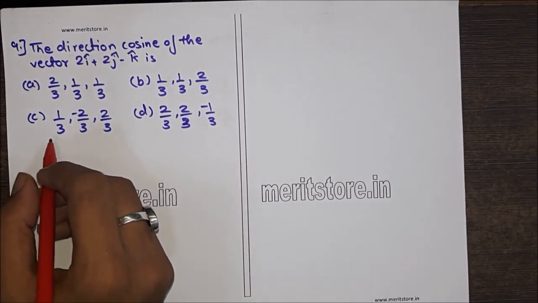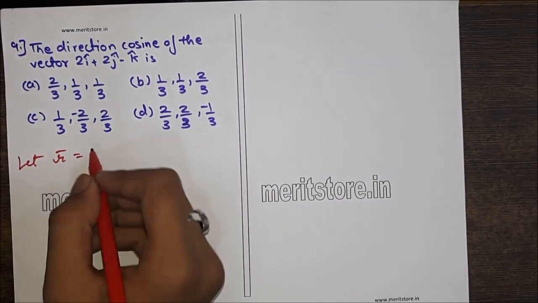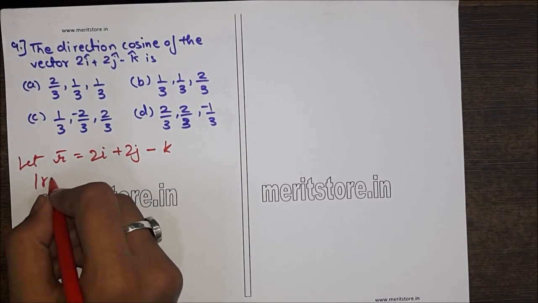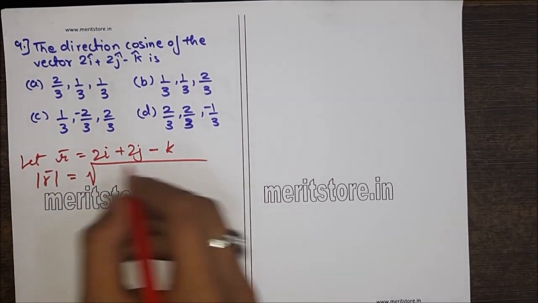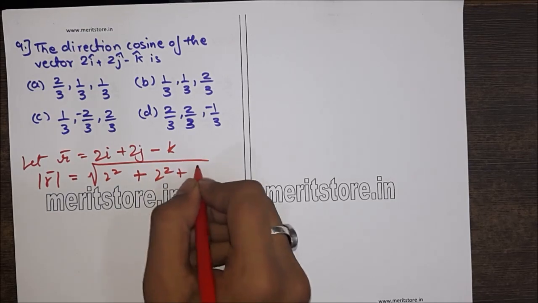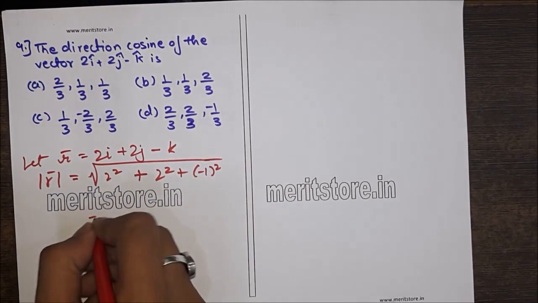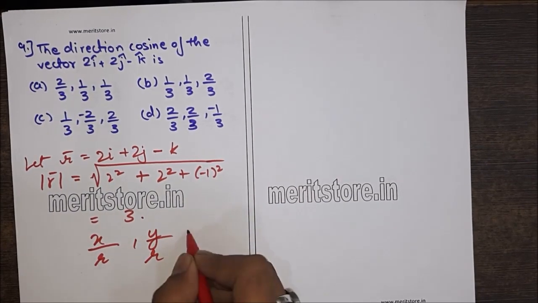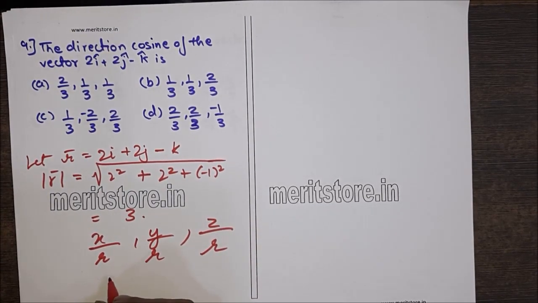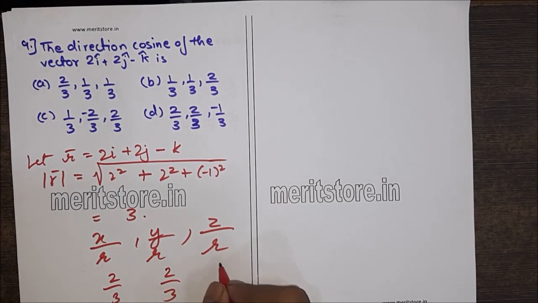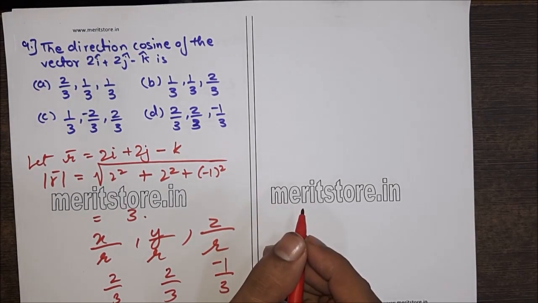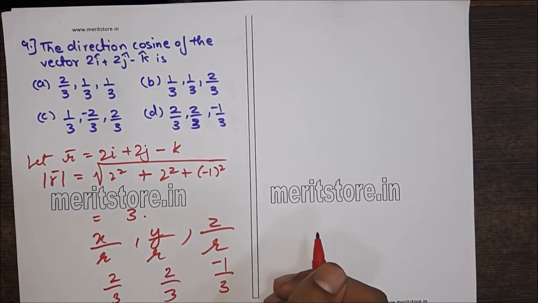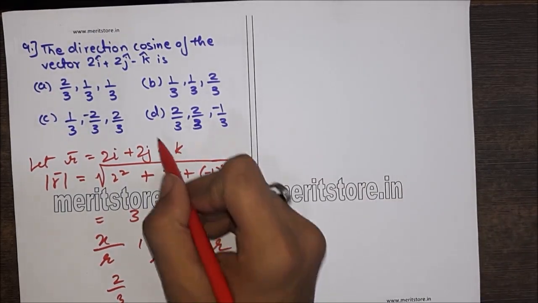So let r be 2i plus 2j minus k. We get the value of mod r as follows: under root, 2 square plus 2 square plus minus 1 the whole square, which is equal to 3. So the direction cosines are x by r, y by r and z by r. So that would be 2 by 3, 2 by 3 and minus 1 by 3. So our correct answer is option C. I beg your pardon, it's option D.